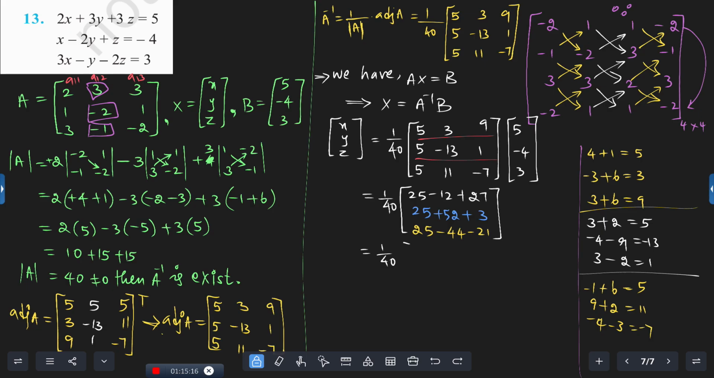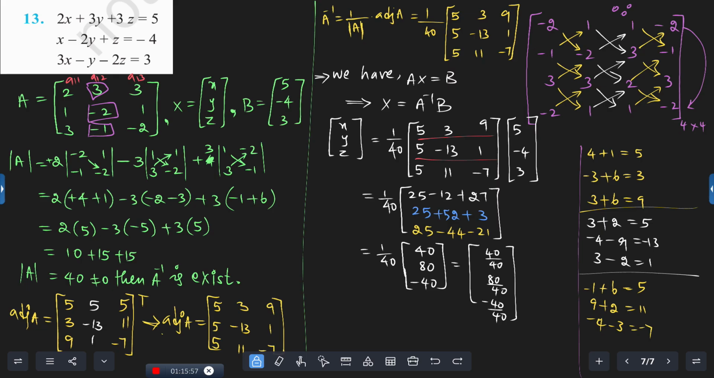1 by 40, simplified, Raja. First one, 40 is coming, right? What about the second one? 80, is it coming? Right. Third one, is it minus 38? No. 25, 40, 60, 65. When you subtract 0, this will be minus 40. Okay, so minus 40 you will be getting. If you multiply the 1 by 40 inside, it is 40 by 40, 80 by 40, minus 40 by 40.